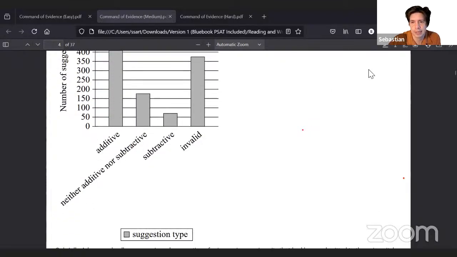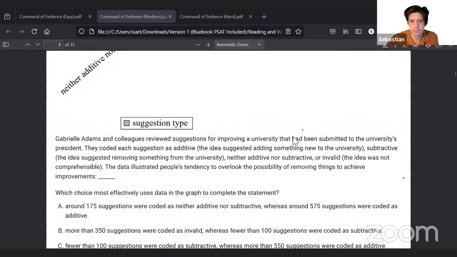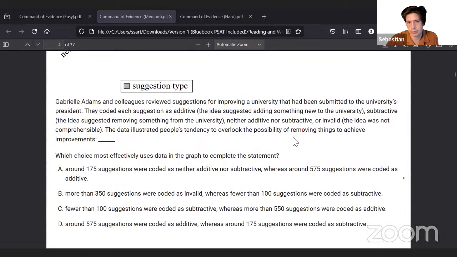It's not trying to highlight how much there was additive, it's trying to highlight how little there was subtractive. More than 350 suggestions were coded as invalid, whereas fewer than 100 suggestions were coded as subtractive. So that could be true because that's showing how little subtractive there were in comparison to invalid, which you would think wouldn't be that high. You would hope they weren't making that many incomprehensible suggestions. See, C: fewer than 100 suggestions are coded as subtractive, whereas more than 550 suggestions are coded as additive.